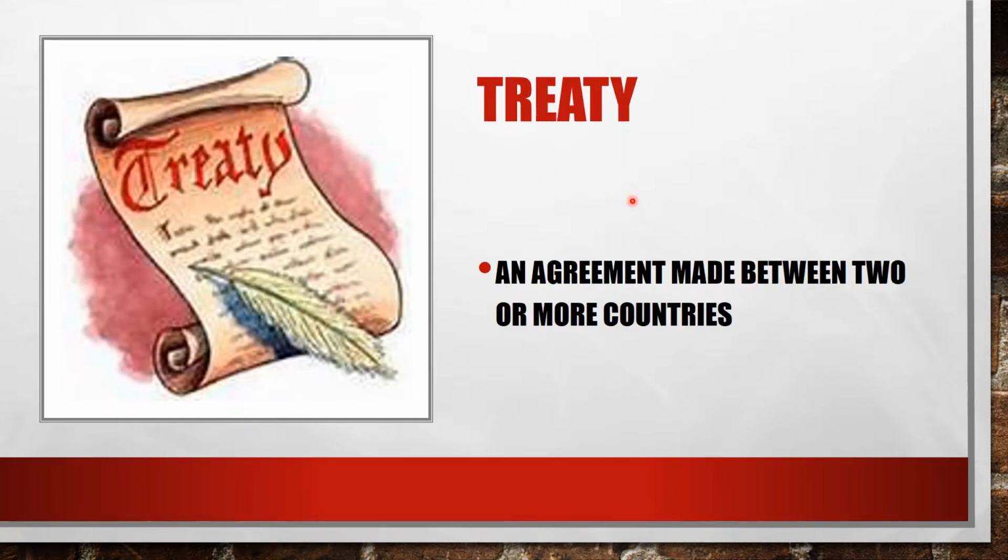A treaty is an agreement made between two or more countries. Like I said, this is when you have an ally, you form a treaty with them. It's just a written document saying that this side's going to do this and this side's going to do that.